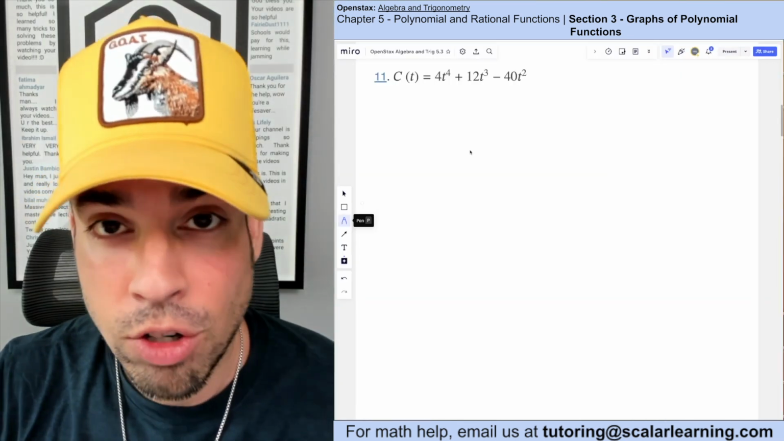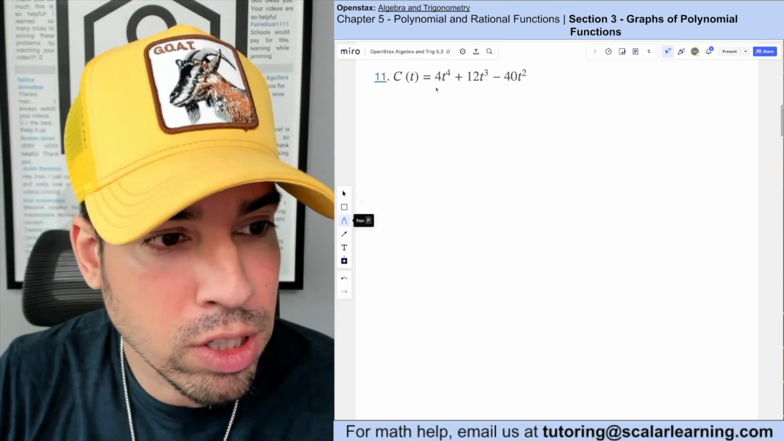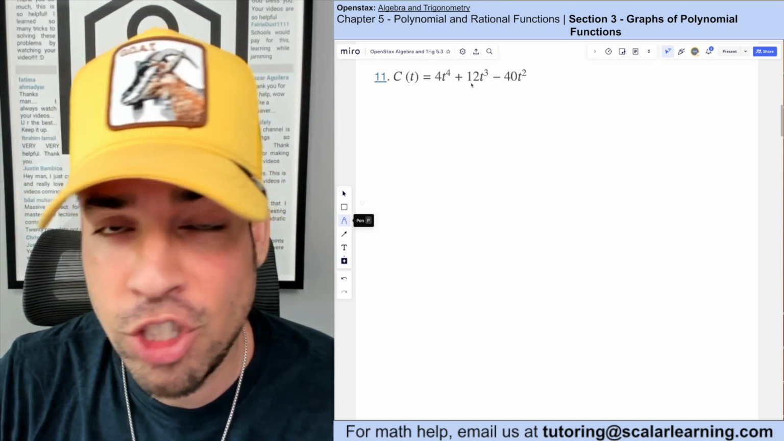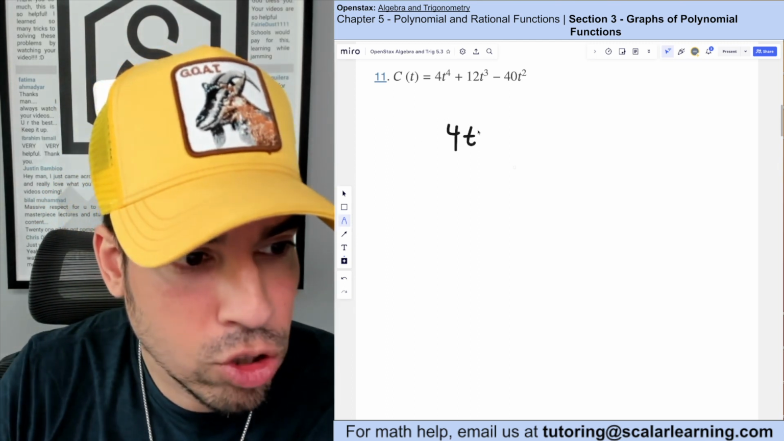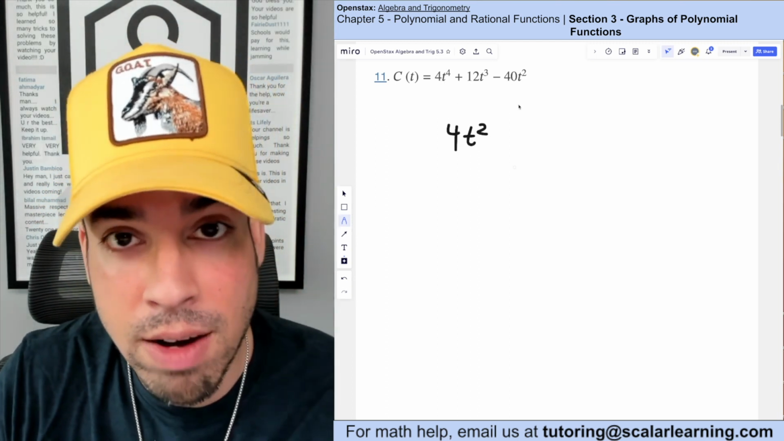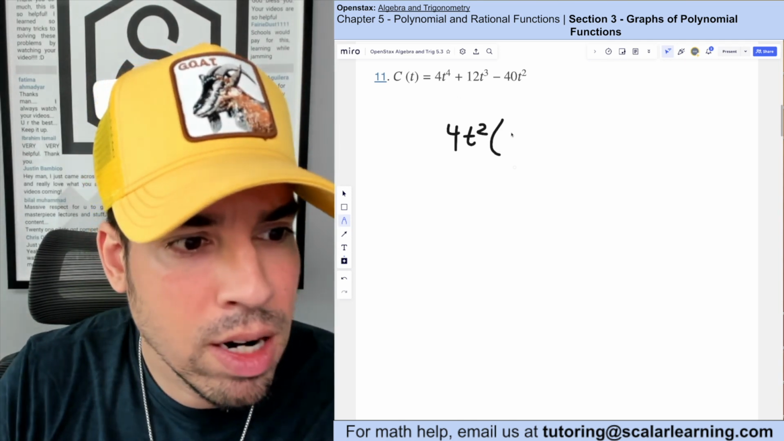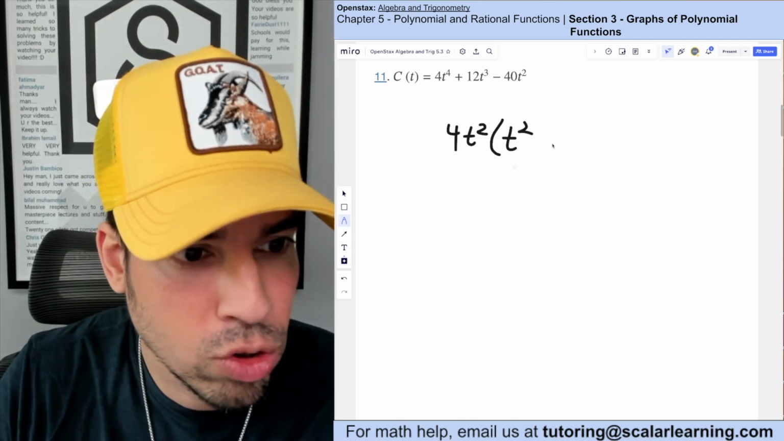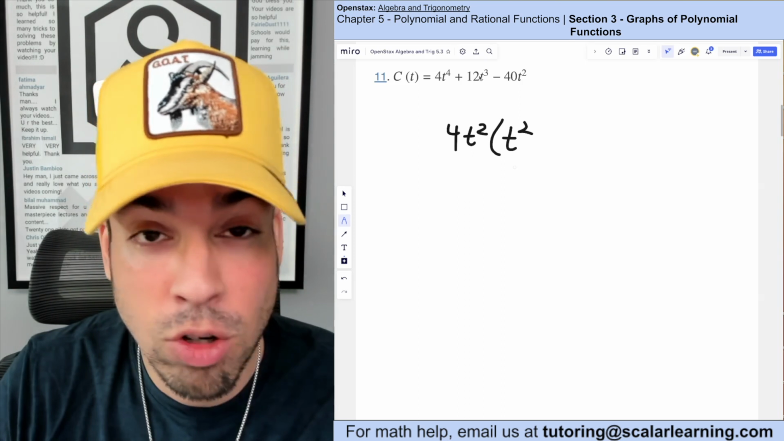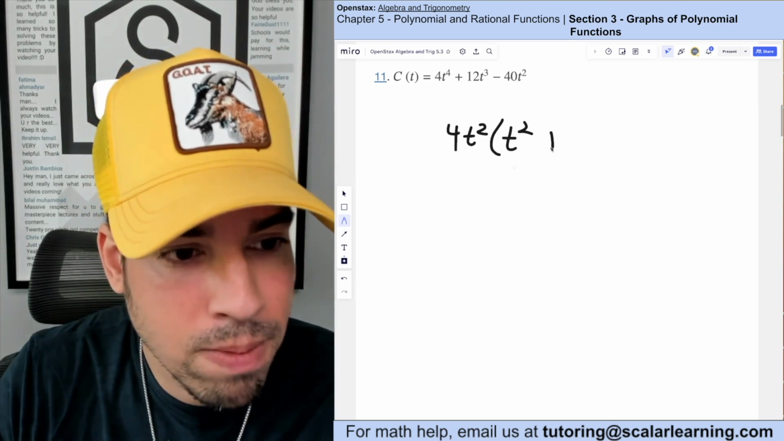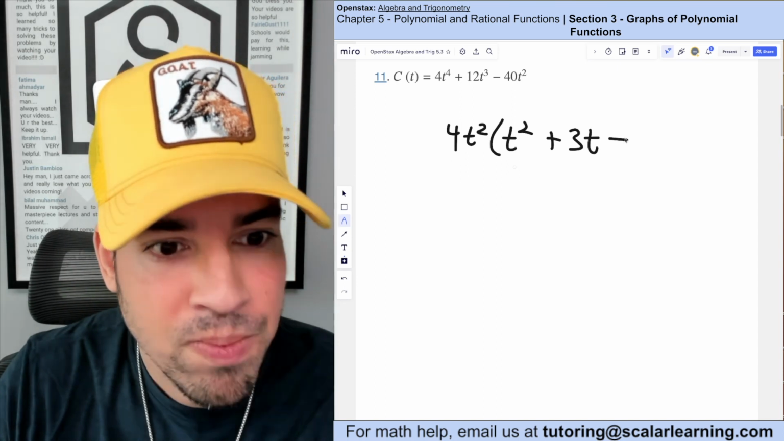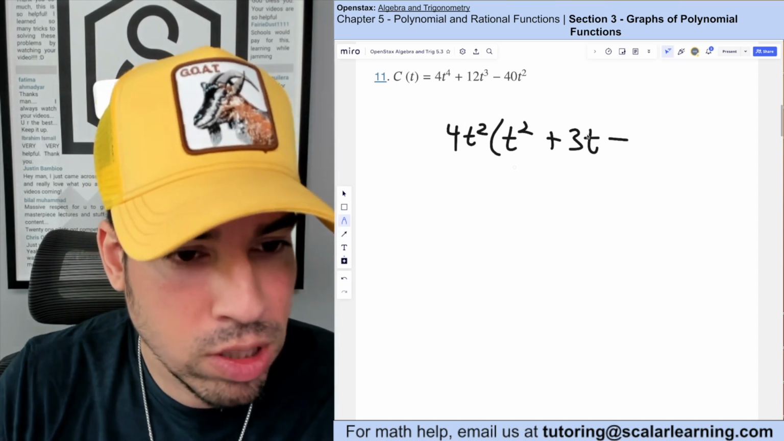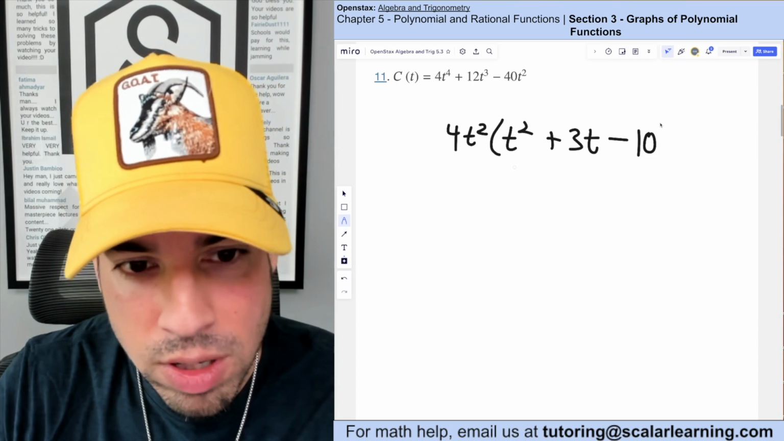For this one, to find the zeros, we've got to factor. But the first thing we want to do is see if there are any GCFs. And there is a GCF. So we're going to factor out 4t squared because that is common to every single one of these terms. If I pull it out of the first term, I'm just left with a single t squared. If I pull it out of the second term, aka divide the second term by that, 12 divided by 4 is 3. t cubed divided by t squared is just regular t. And then here we divide it by 4t squared, we just get negative 10.